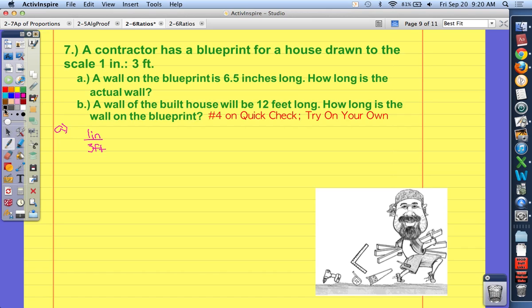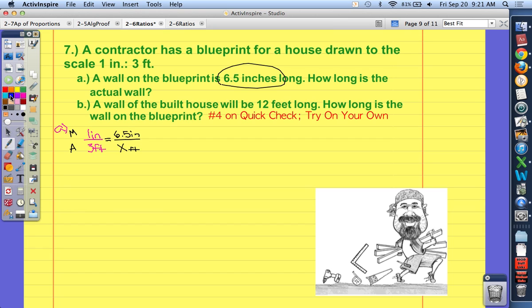I think it helps if you take a second to just think, okay, which one of these represents the model and which one of these represents the actual? When you go back up to the beginning, it says that the blueprint is drawn so 1 inch on the model or 1 inch on the drawing is to 3 feet in the actual thing. Make sure you set up your proportion to match that. You're given 6.5 inches. Is this the model or the actual? 6.5 inches is on the blueprint, so that would be the model. What you're solving for is how long the actual wall is, so it's x, and you know your unit is going to be feet. Make sure you put feet on the end when you get your x number.